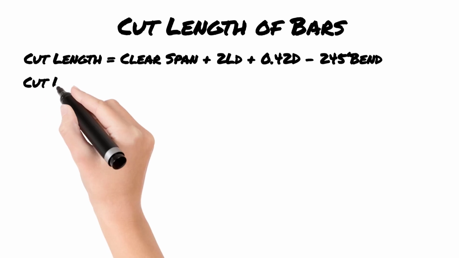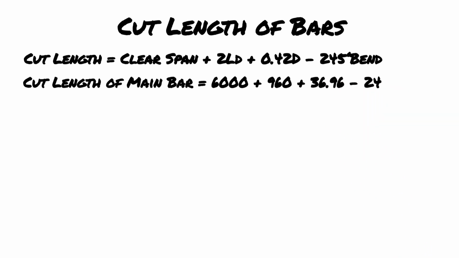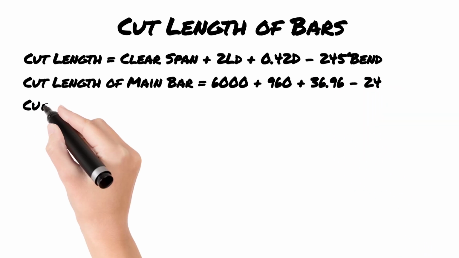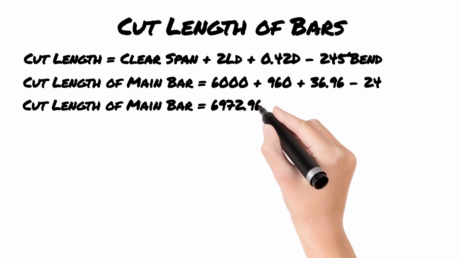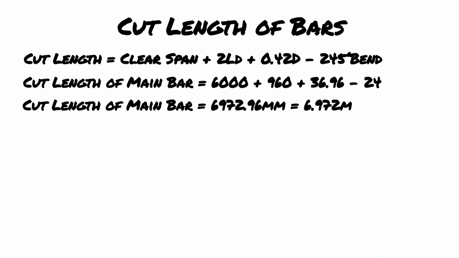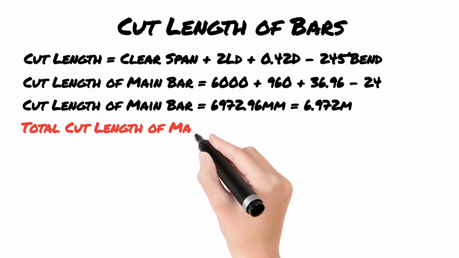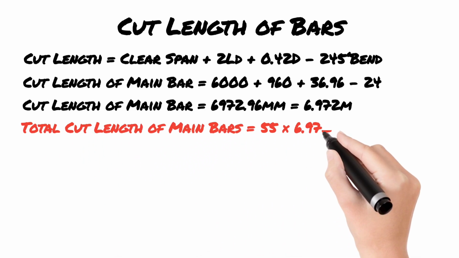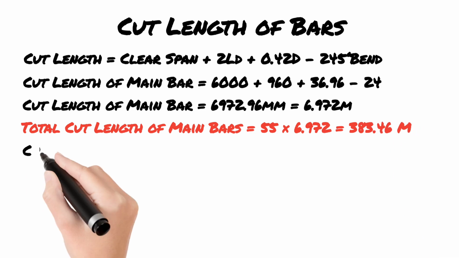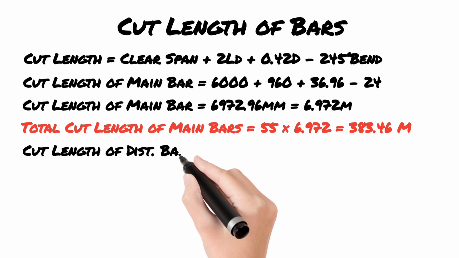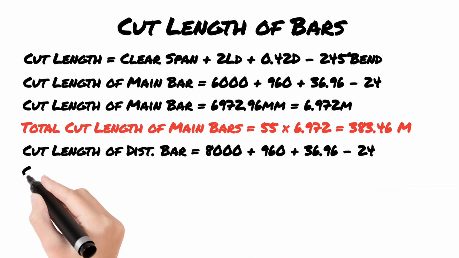The cut length of main bar is equal to 6000 plus 960 plus 36.96 minus 24 equals 6972.96 millimeters, or 6.972 meters. Total cut length of main bars is equal to 55 times 6.972 equals 383.46 meters.